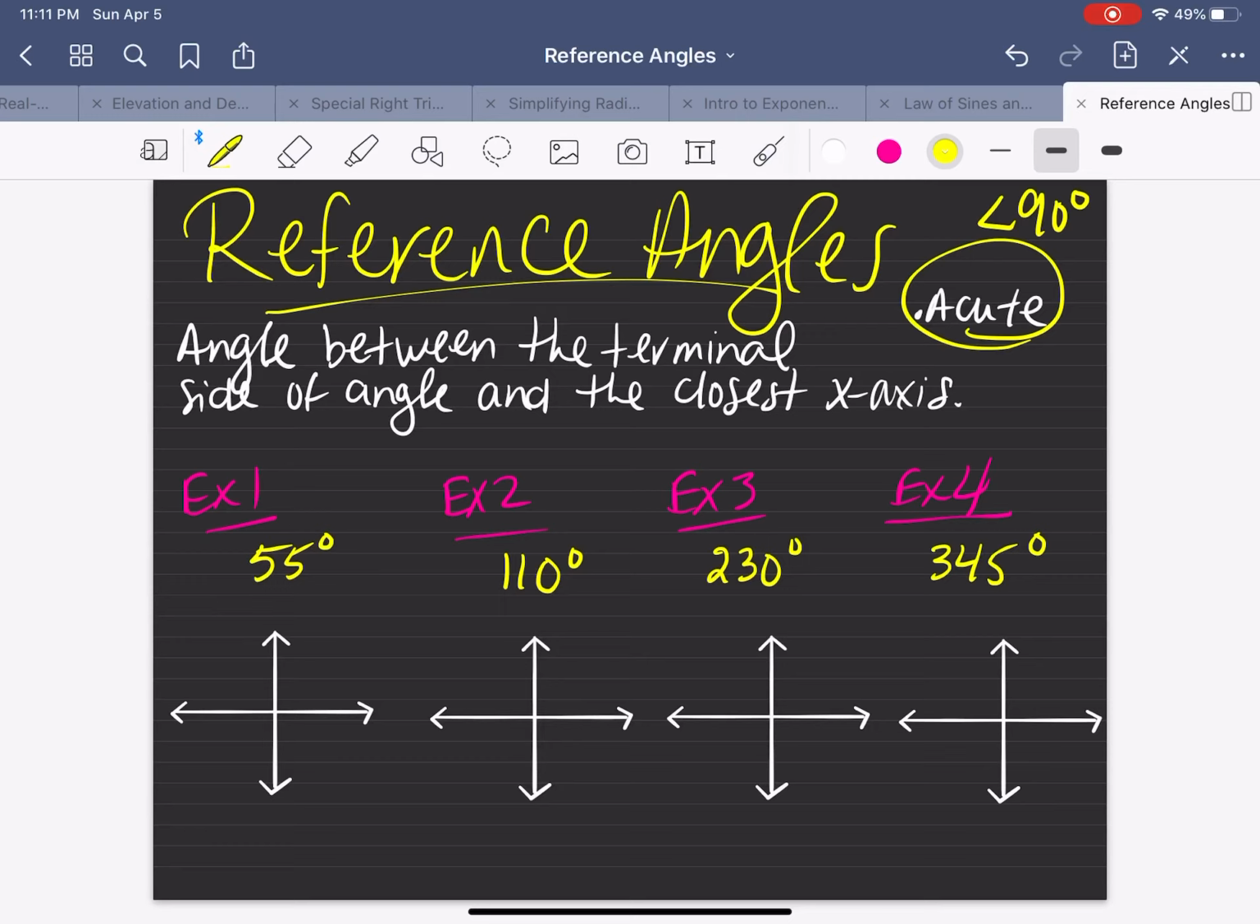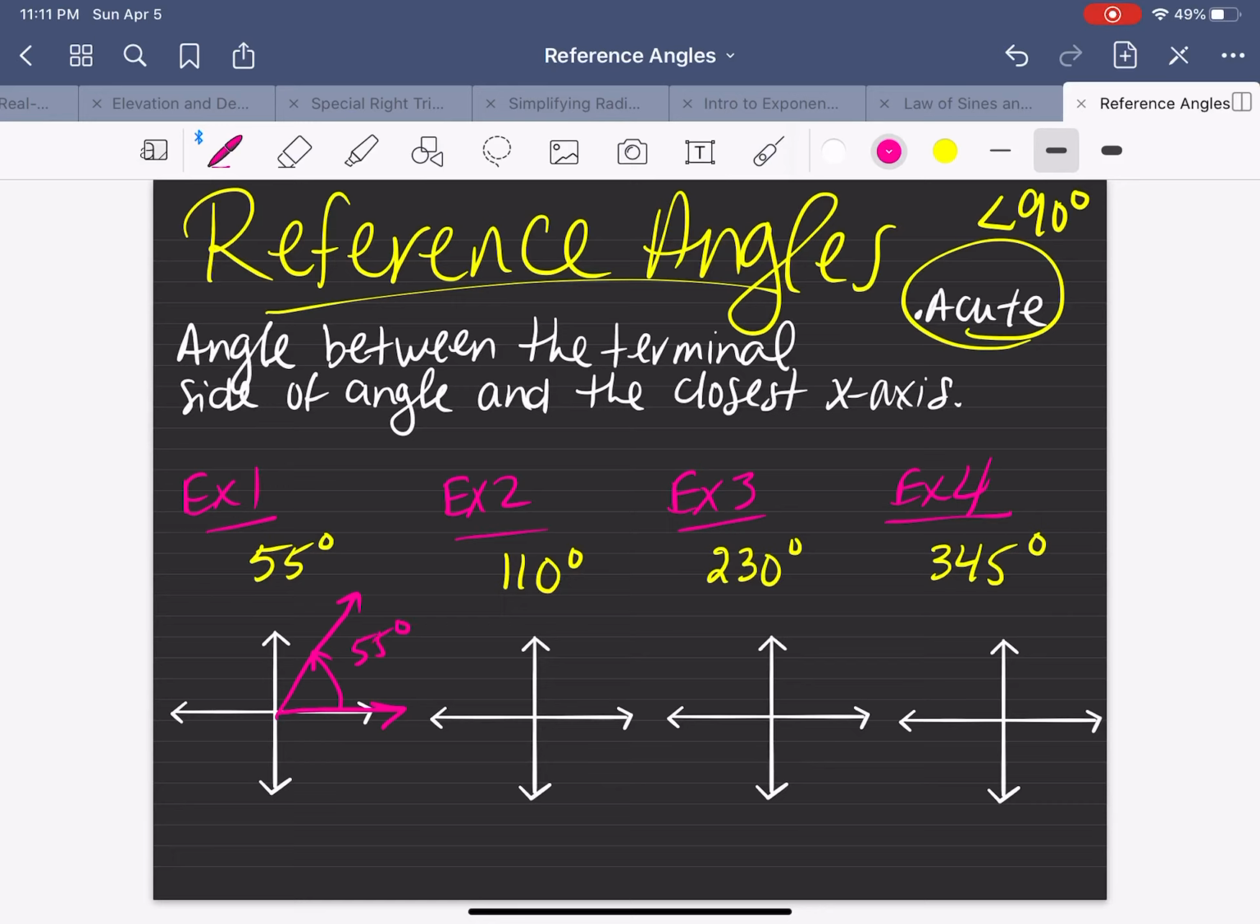So for example 1, let's find the reference angle for 55 degrees. Let's always start by graphing the angle. So let's start graphing 55 degrees. Here is the initial side. It's positive, we're going to go counterclockwise. 55 degrees is around there.